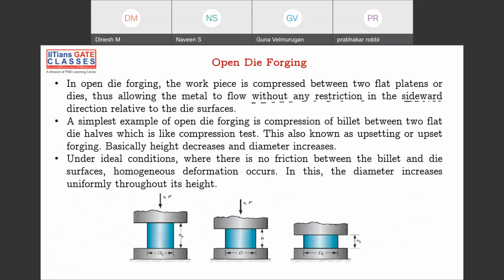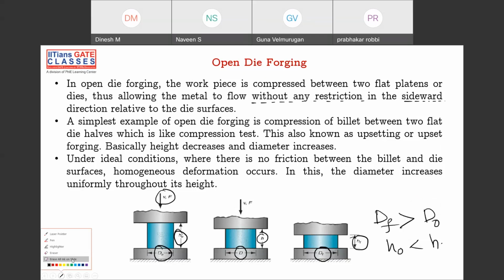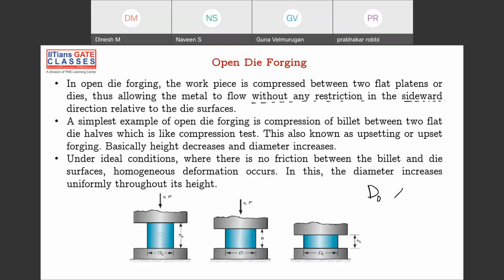So if you see, this is what is happening. Clearly, by the diagram itself you will be able to understand. Initially you have some diameter d and height h, and you apply some force with velocity gradually. At the intermediate stage there is a little increase in diameter and reduction in height. Finally the diameter has increased and the height has reduced. Obviously we can say d naught is less than df, and h naught is greater than hf. So that is what is called open die forging.